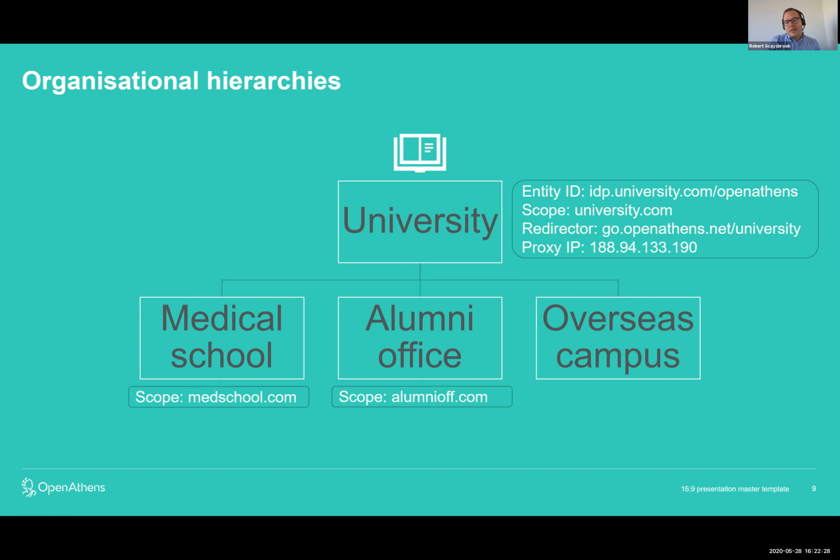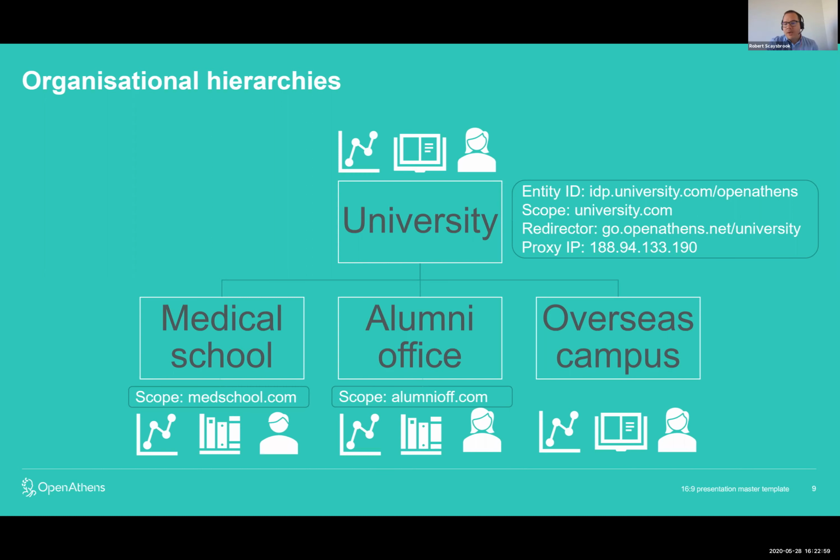And in this case, if you wanted to assign different collections within the same resource provider or the same platform provider, what we would do is assign an individual scope to the medical school and an individual scope to the alumni office in this example, so that they could have different collections. Essentially, the resource provider needs to know: are you coming from the university's medical school? Are you coming from the alumni office? Or are you coming from the overseas campus at the point that user logs in? And the scope allows us to do that.